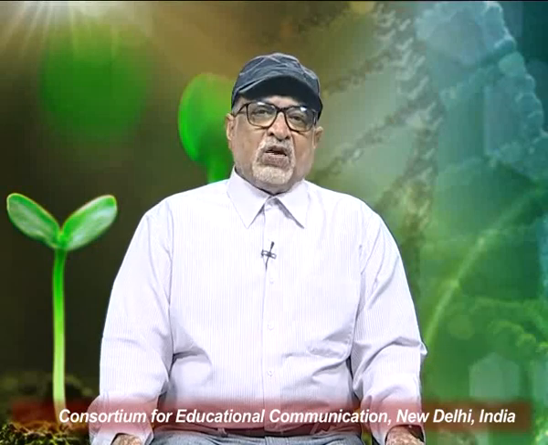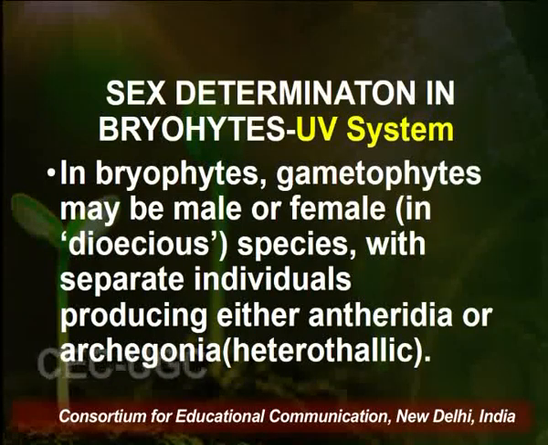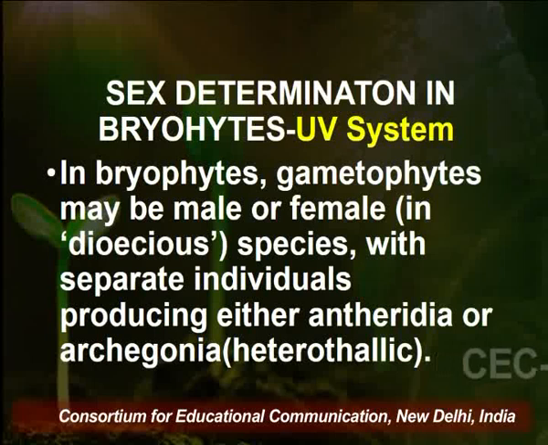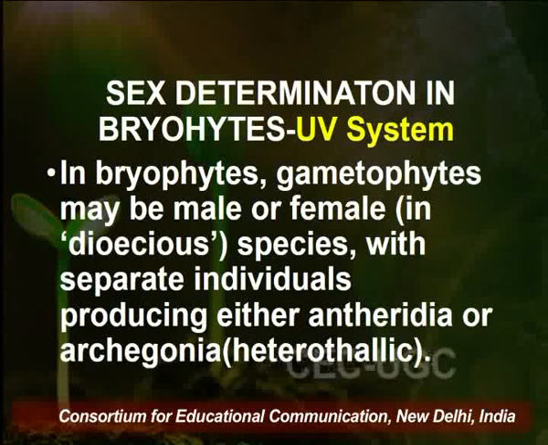gathered, and it is believed that they show a UV system of sex determination, and they even have sex chromosomes. We know that in bryophytes, the gametophytes are either male or female, so we would like to call them the dioecious species, because separate individuals are there and they are producing either antheridia or archegonia. So in bryophytic literature, or in the literature of thallophytes, it is customary to call them heterothallic.